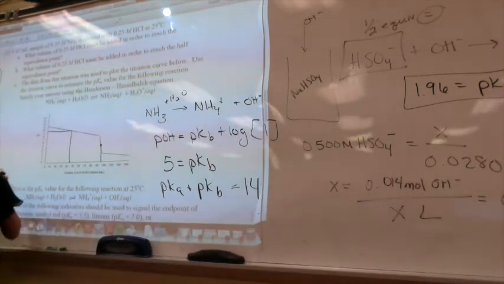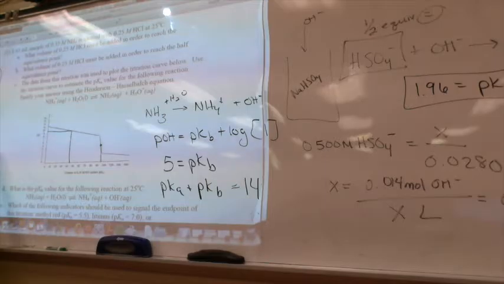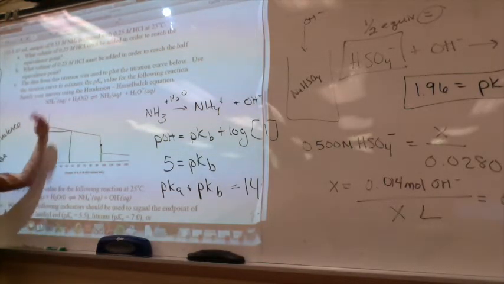Maybe that's something to really drive home: the pOH is equal to the pKb at half equivalence, and that would be for a base reaction. So this would be for a weak base, and then the pH equals the pKa for a weak acid. Do you all see what I'm pointing out to you? That's how I would have approached this problem.